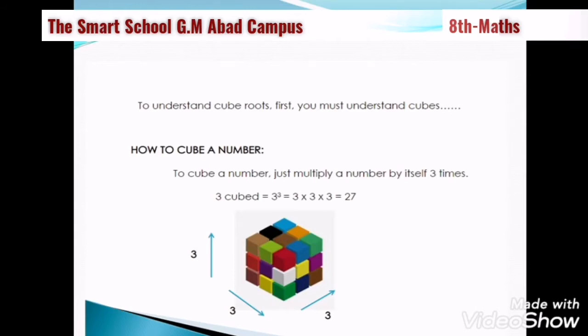As you know about the square, when we square any number, we multiply that number by itself 2 times. In the same way, when you cube a number, you will multiply the number by itself 3 times. So here you can see, 3 cube means we will multiply 3 by itself 3 times and it will give us 27.